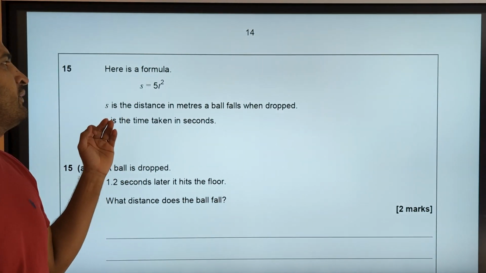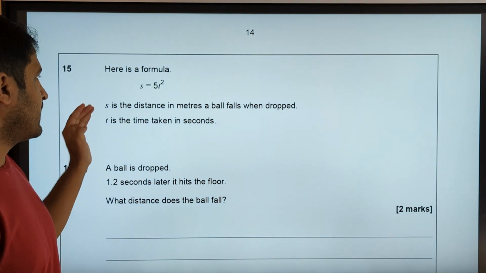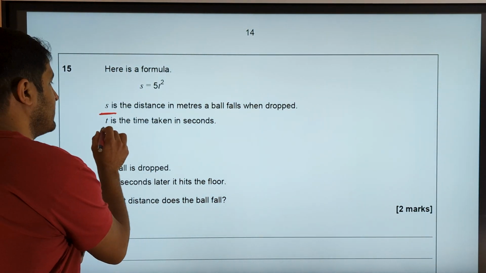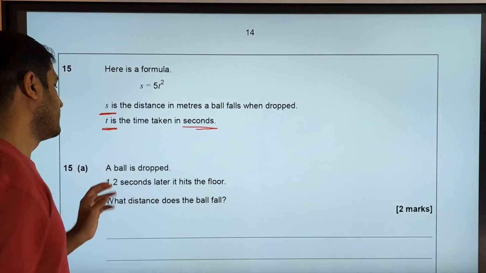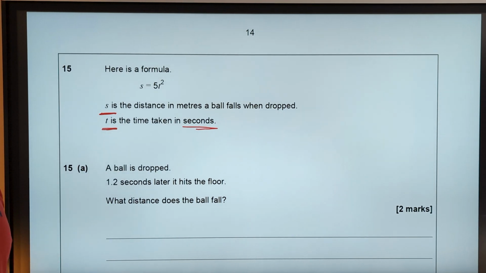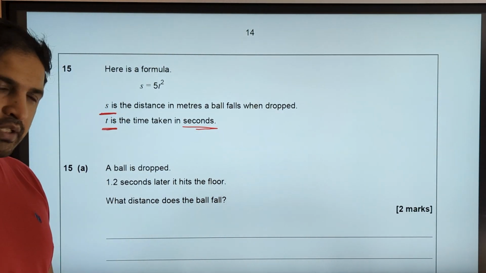A formula: S equals 5t squared. S is the distance and t is the time it takes in seconds. Remember. So the ball's dropped. It takes 1.2 seconds to go to the floor. What's the distance?